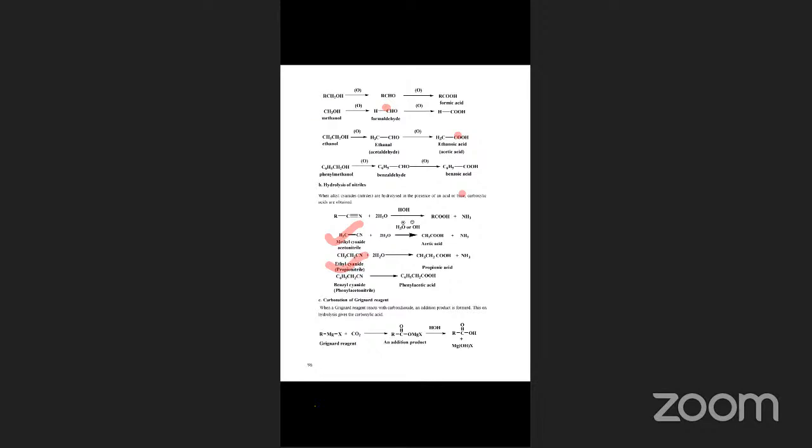In your examination pattern, you just have to write a direct example, not R. Write the direct reaction, don't write the general reaction. Or you can write the general reaction: in the place of R, we put CH3, C2H5, C6H5, any alkyl group.